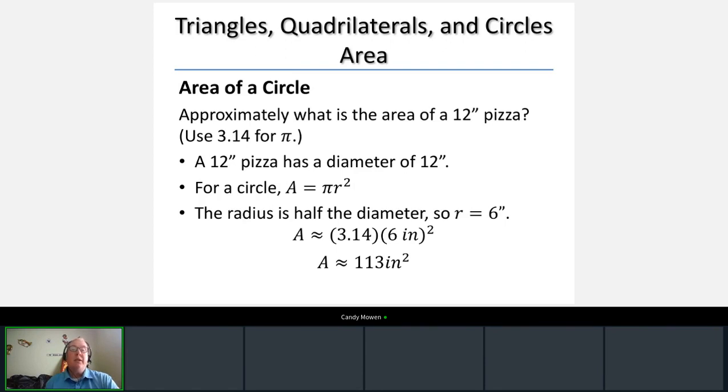A 12-inch pizza has a diameter of 12 inches. For the circle, A equals pi r squared. Radius is half the diameter, so it is 6 inches. 3.14 times 6 inches squared. You're going to square 6. 6 times 6 is 36 times 3.14. Area is approximately 113 square inches because we are dealing with area.